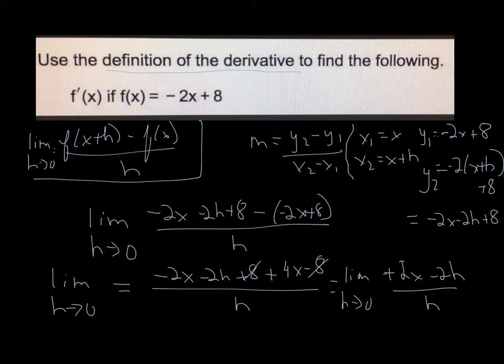over h, okay? Now we can't make the limit equal to 0. We can't make h equal to 0 just yet, because if we did, we would have a 0 in our denominator, and that would be an undefined value.